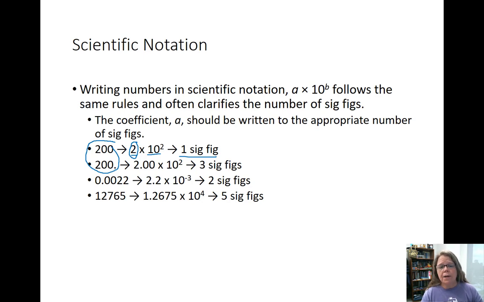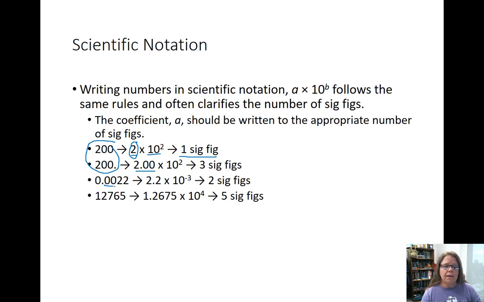I can do that a little bit better with scientific notation if I write it 2.00 times 10 to the 2. So you don't worry about the times 10 to the part when you're looking at how many sig figs you have. It's about what is this number. And I wrote it with 3 significant figures, so it has 3 sig figs.